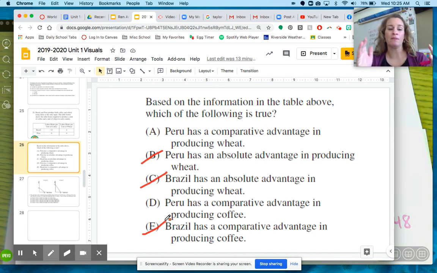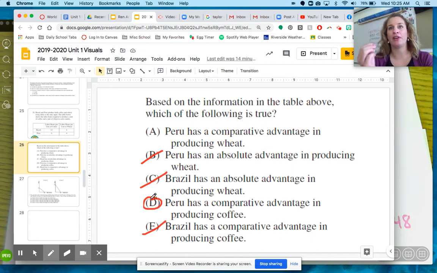So now I'm down to Peru having a comparative advantage in wheat or a comparative advantage in coffee. Well, they can't have a comparative advantage in both. So one has to be the answer, okay? So when I look at this, it aligns with coffee. That's the one that we thought of in advance. So that's the answer to this question.